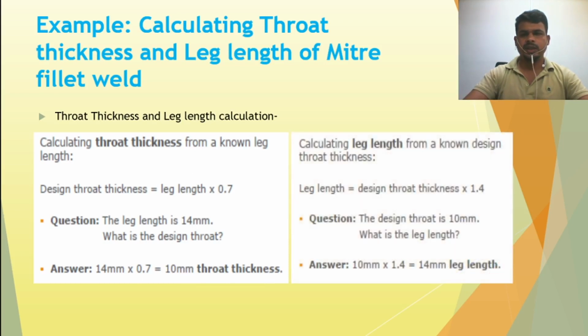The next example is calculating leg length from a known design throat thickness. Leg length equals design throat thickness times 1.4. The question is, the design throat thickness is 10 mm. What is the leg length? We know the design throat thickness times 1.4. So if we multiply 10 by 1.4, we get 14 mm as the leg length. I hope you understand this example and you are clear how to calculate the design throat thickness and how to calculate the leg length. This is very important for all of us.